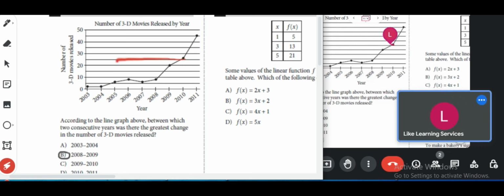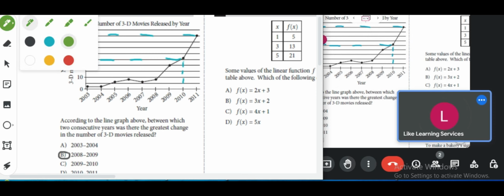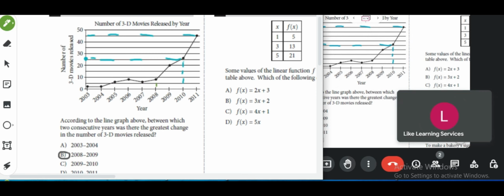what's the value at 2010? Let's even drop it down. It's like 25. Yes, 25. Good. And what's the value at 2011? 45. Okay. Compare it with the one you chose from 2008. 2008 and 2009. What's the value at 2008? It is like 9, and 2009 is 20. 9 to 20, and 25 to 45.